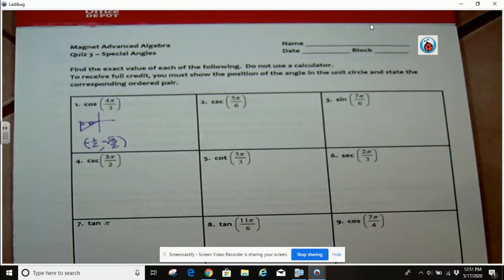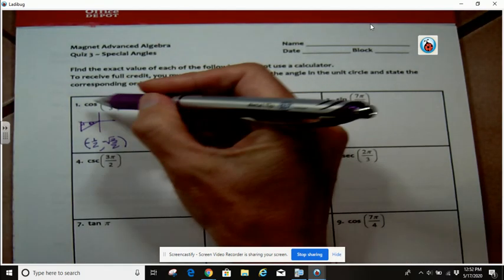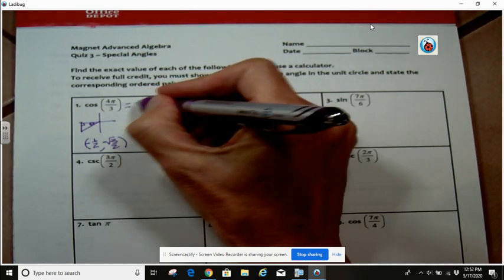Then remember that your ordered pairs for special angles, the x-coordinate is always going to be cosine, the y-coordinate is always going to be sine. We're looking for the cosine, therefore my answer here is negative 1/2.